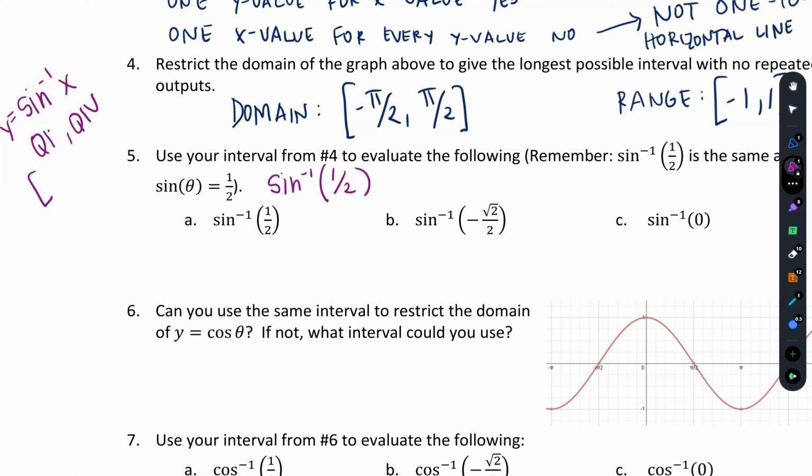All right, so let's evaluate A now. So inverse sine of 1/2. Now that I know this, I've restricted my domain from negative pi over 2 to pi over 2. So now what is my value here? Which one of those falls inside that domain, negative pi over 2 to pi over 2?